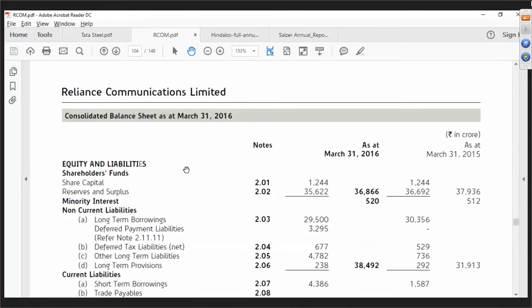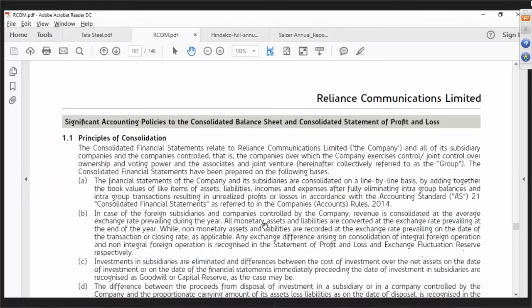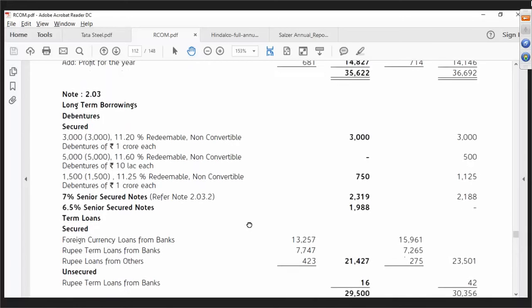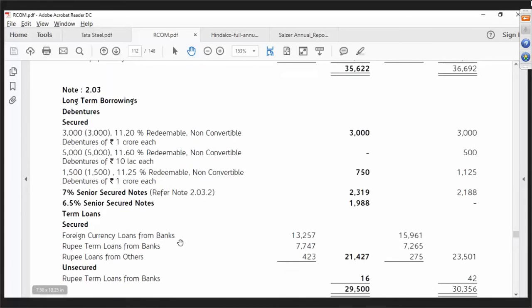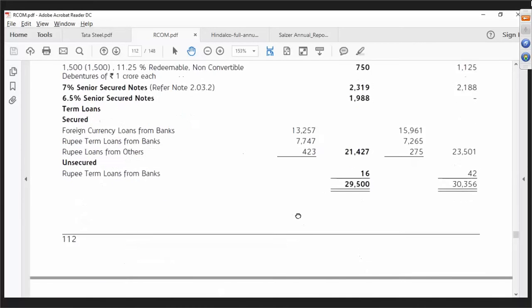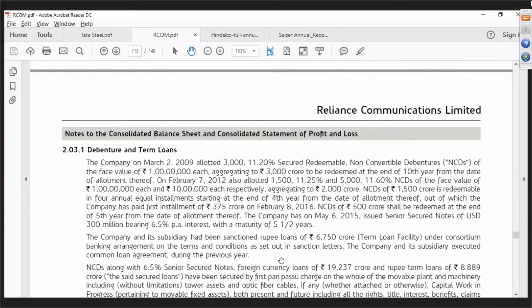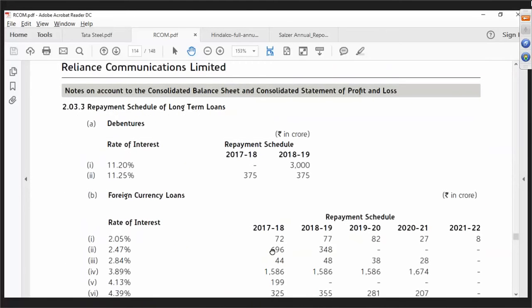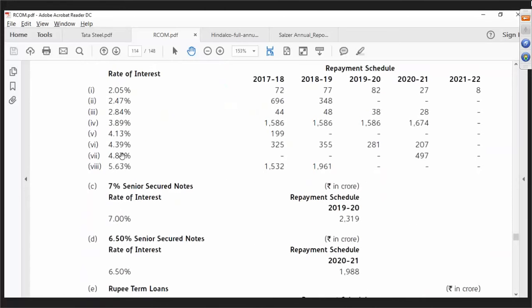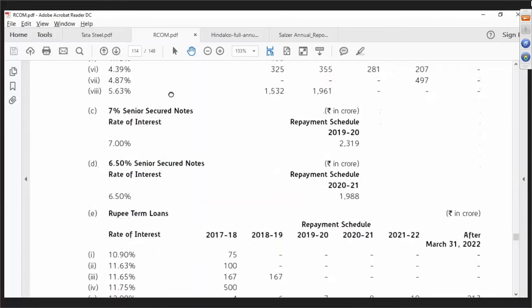Let's look at RCOM. RCOM long-term borrowings 2.03, right? Let's go to 2.03 and try and understand it in detail. What do we see? Some debentures and then foreign currency loans from banks. Half of the long-term loans reported there are foreign currency loans, which is 13,000 crore, right? Then you have other debentures, etc. And if you look at the loans repayment schedule, again you look at the cost of interest on the longer term loans as on the screen at this point of time, that's between 2 and 5%.